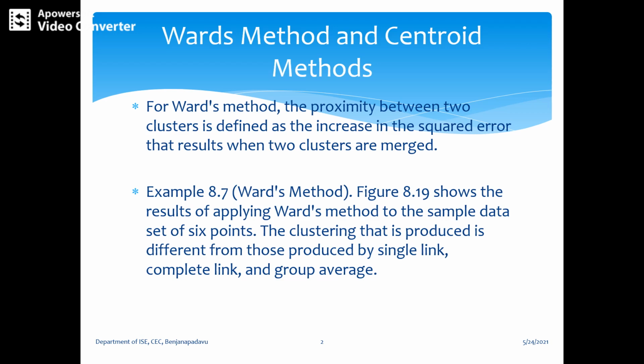While it may seem that this feature makes Ward's method somewhat distinct from hierarchical clustering, mathematically, Ward's method is very similar to the group average method when the proximity between two points is taken to be the square of the distance between them. So here is an example on the next slide.